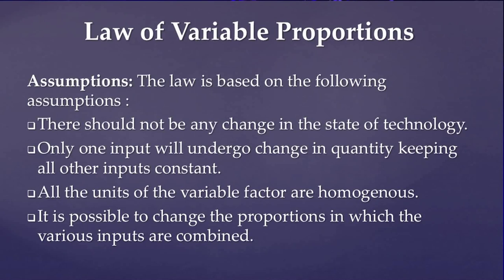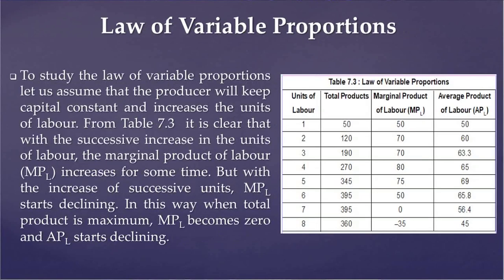Now its assumptions. Let us discuss the assumptions of this law. First assumption is that there should not be any change in the state of technology. The second assumption is that only one input will undergo change in quantity, keeping all other inputs constant. All the units of the variable factor are homogeneous, and it is possible to change the proportion in which the various inputs are combined. To study the law of variable proportions, let us assume that the producer will keep capital constant and increase the inputs of labor.